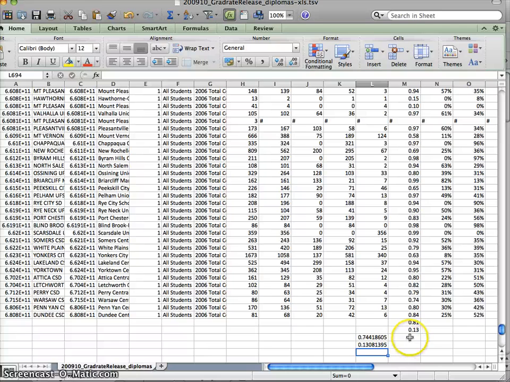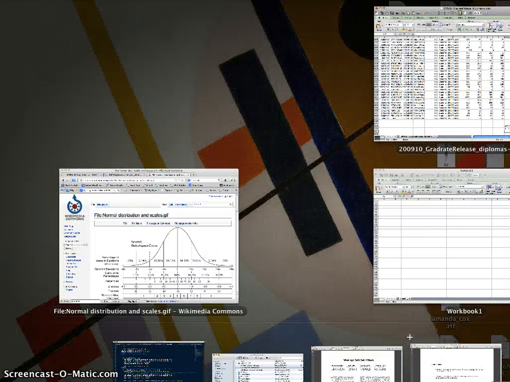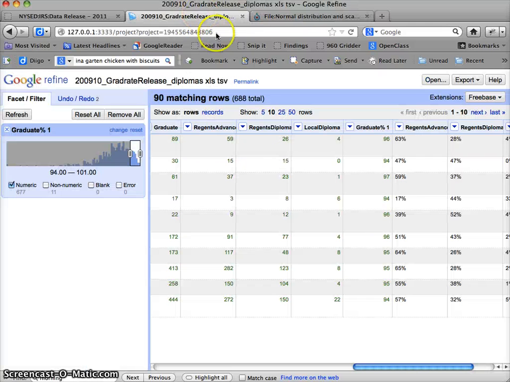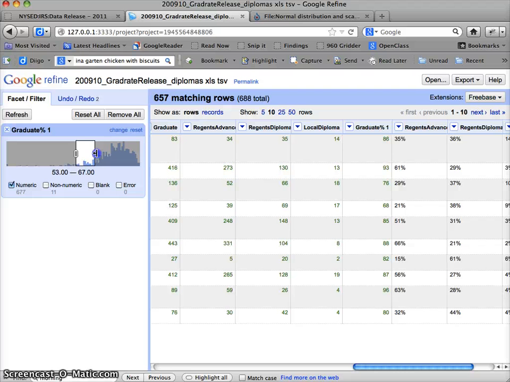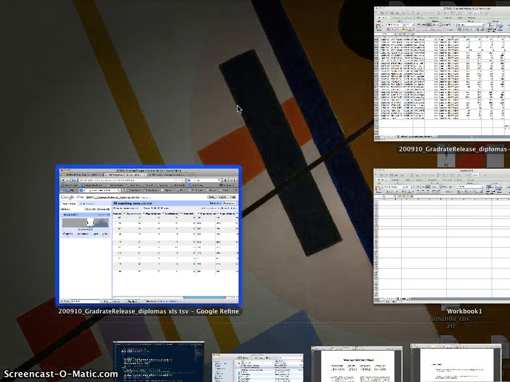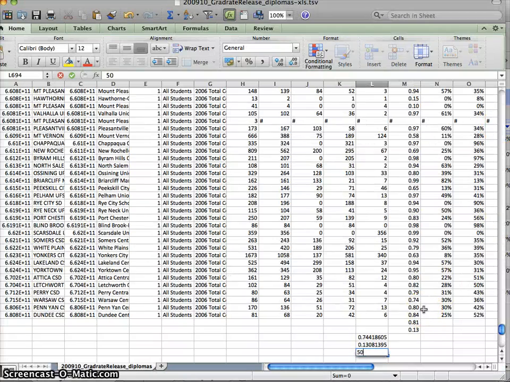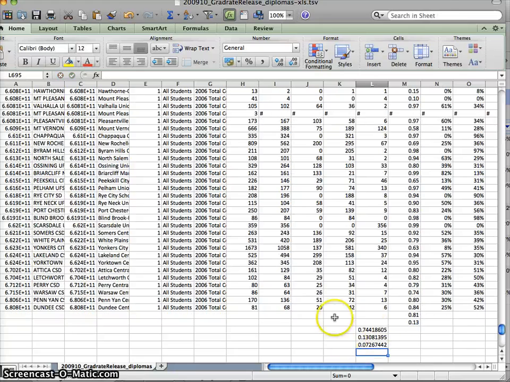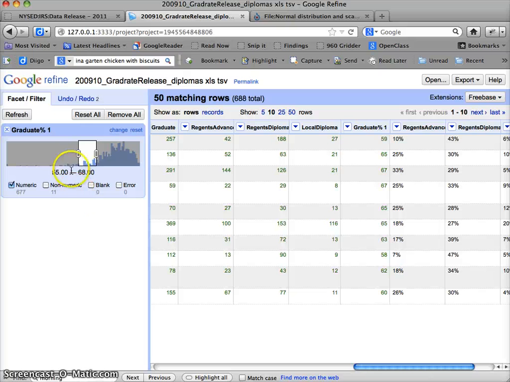And so now I'm going to do the same thing on the other side. So I come back to my Google Refine, and I'm going to look at what is 13. So I started at 68. I need to go 13 below that. It's going to be 55. How many readings do I have in there? I have 50. So that's between 1 and 2 standard deviations below the mean. So 50 divided by 688, that's 7%. Not as much as I would expect.